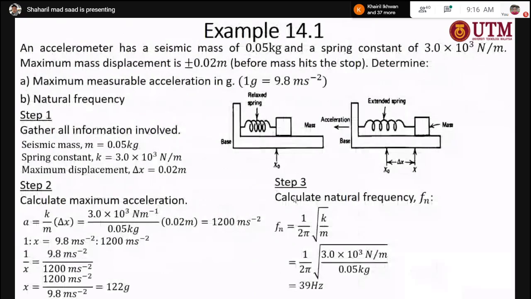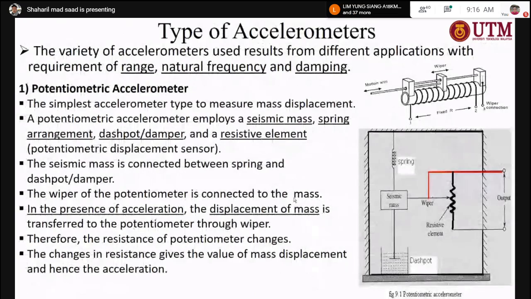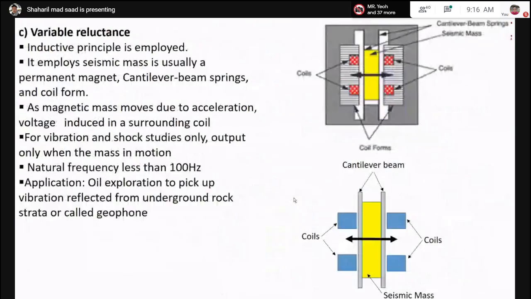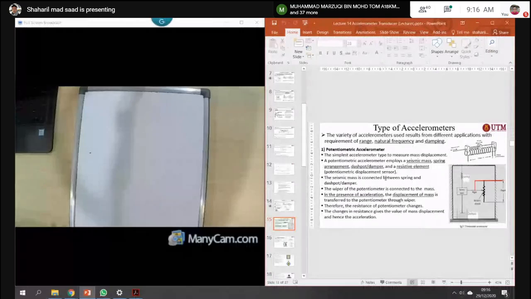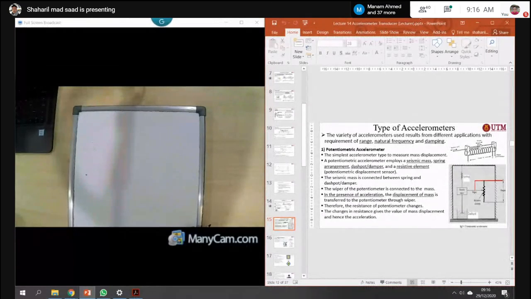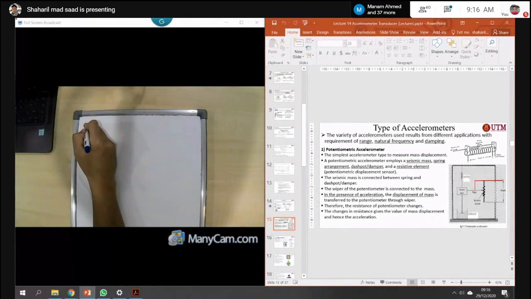Let's look at the types of accelerometer transducer. There are a lot of types of accelerometer transducer right now. Actually, in general there are 4 types. One we call the potentiometric accelerometer. During the exam, this type of question will be quite famous. So in this one you need to be able to draw, for example, the potentiometric accelerometer.